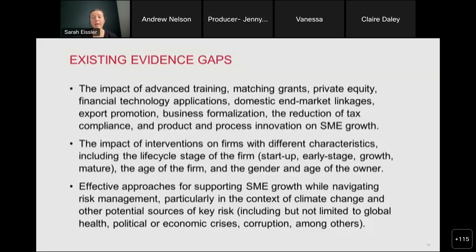And then finally, this review did look at evidence around the intersection of climate and SME growth, and we were only able to identify one study that fit our criteria that had examined how entrepreneurs manage climate-related risks and how that informs their decision-making. So there's a need for more research focusing on effective approaches for supporting SME growth while navigating risk management, particularly in the context of climate change, but also in other potential sources of key risk, including but not limited to global health, political or economic crises, corruption, or others.